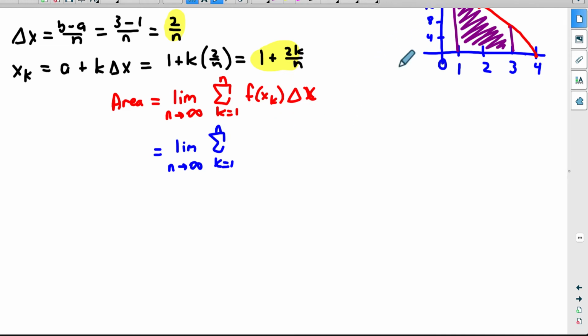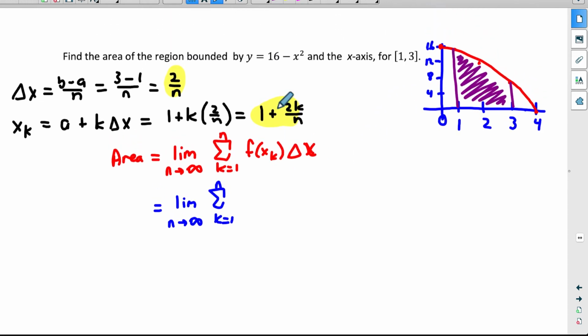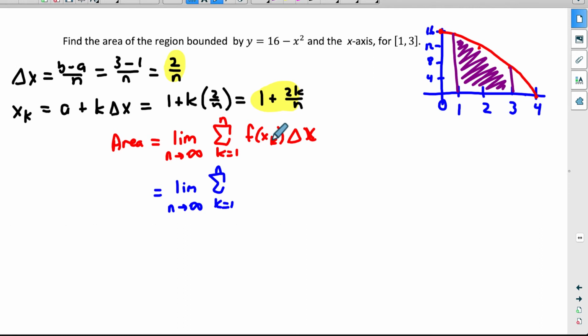So what we're going to do is find out what is f of xk. Remember, we have xk, it's right here. So what does it mean, f of xk? That means take xk, which is this, and put it into the function. Put it into here, right here. Well, specifically, put it into the x. You've got to put it in right there.